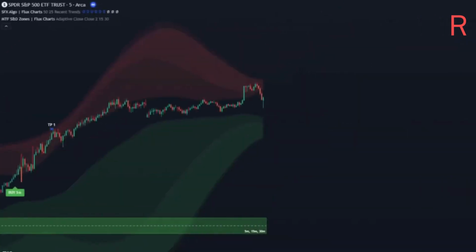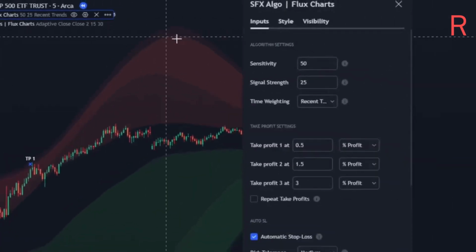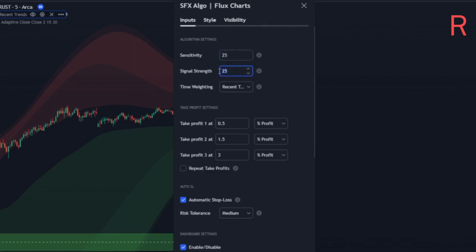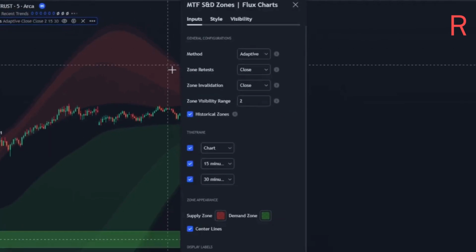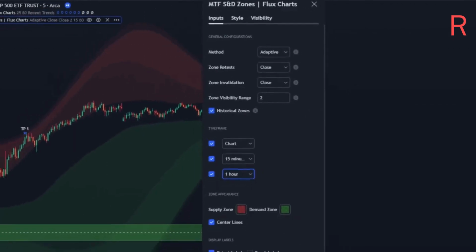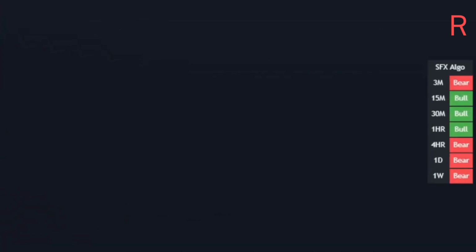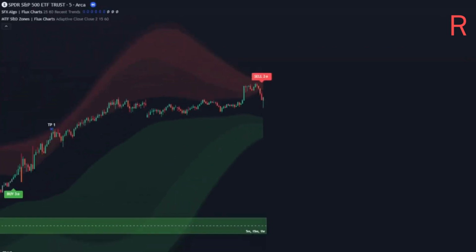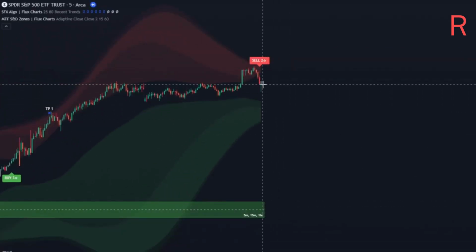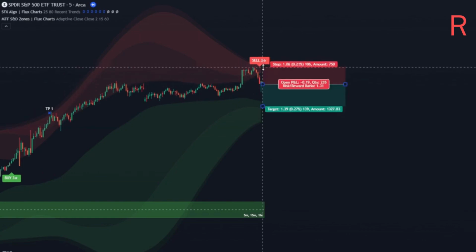I've also created my own scalping strategy, using the SFX algo and multi-time frame supply and demand zones indicators on the 5-minute time frame. First, let's adjust the SFX algo settings by setting the sensitivity to 25 and the signal strength to 80. Next, for the second indicator, we'll choose the 5-minute, 15-minute, and 1-hour timeframes. Right now, as you can see, we have a long-term bearish trend with the short-term timeframe also changing to a bearish trend. When the SFX algo generates a sell signal, we'll place a short trade, setting the stop loss at the recent swing high and the take profit at the demand zone.